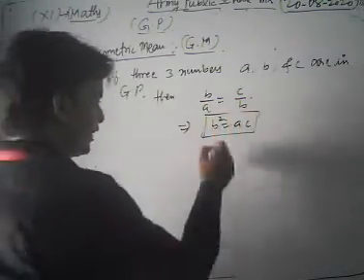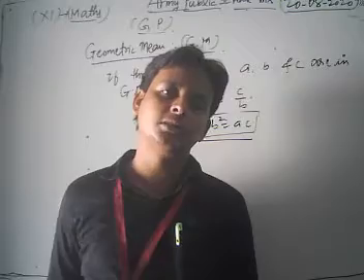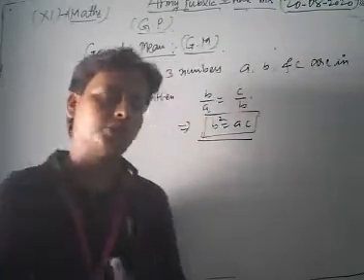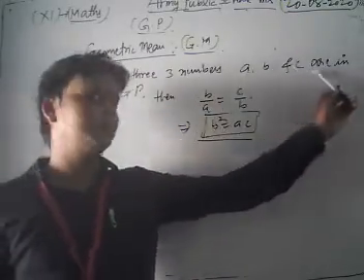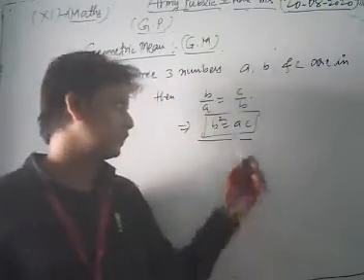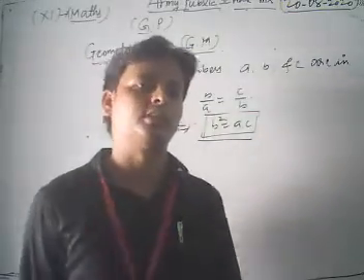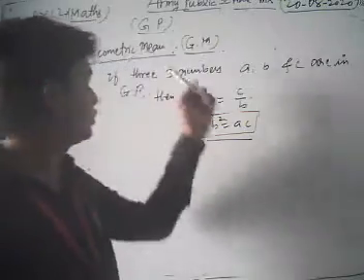So this is the very important relation of three numbers when all are in GP. If three numbers A, B, C are in GP, then they must satisfy the given condition: B square is equal to AC. Similarly, we discuss the geometric mean.